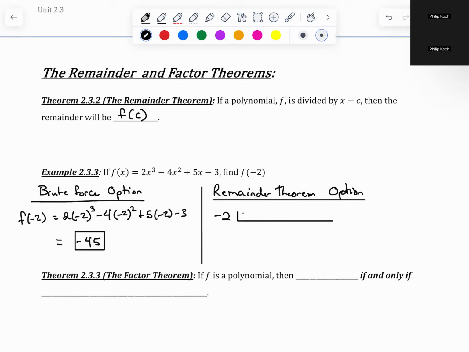So 2x cubed minus 4x squared plus 5x minus 3. Put a bar right before your constant term. And before the synthetic division, we're going to need to be able to use it. So I want you to complete this synthetic division to show you why mathematicians back in the day, before calculators were a thing, why they really liked this.